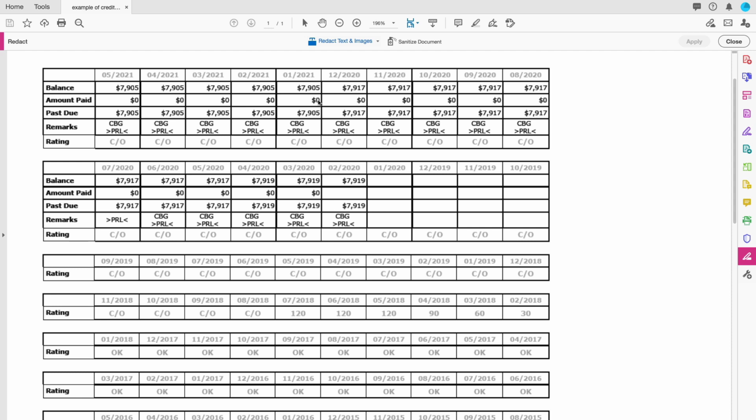If the balance went down $12 because I made a payment, then show that. Now, if it went down $12 because the furnisher figured out they'd made an error, and we really didn't owe $7,917 or $7,919, well, then that needs to be corrected all the way through.